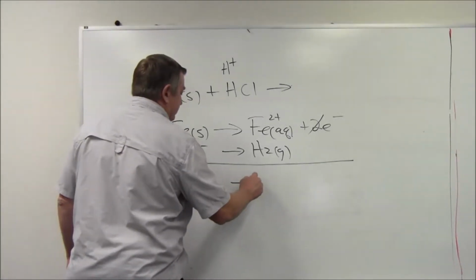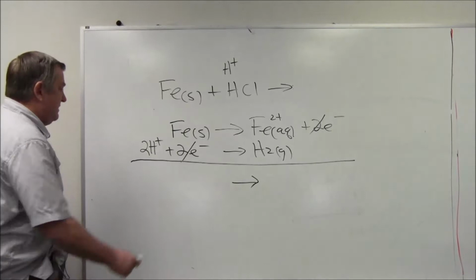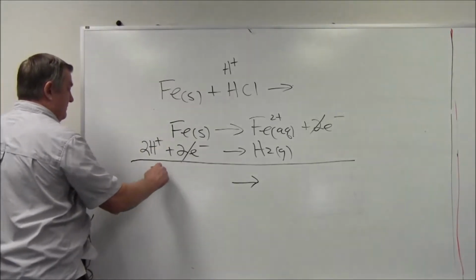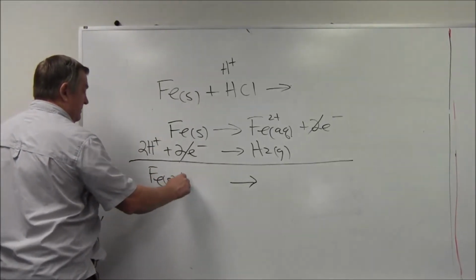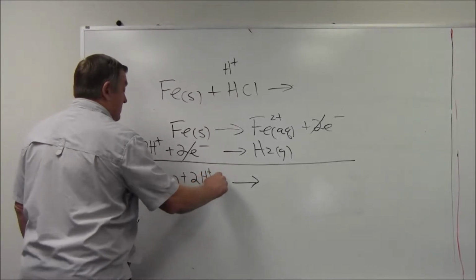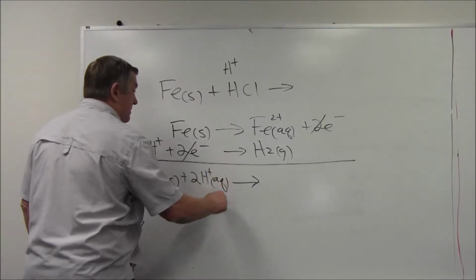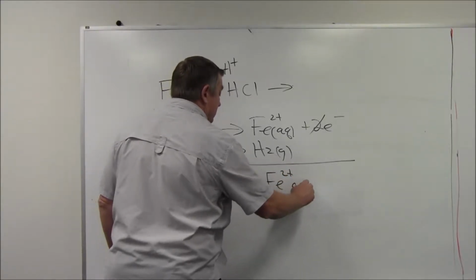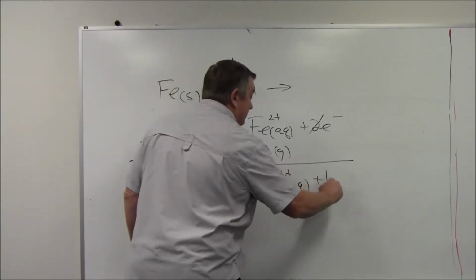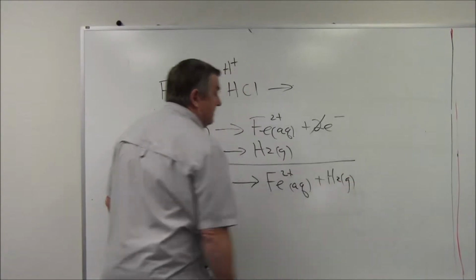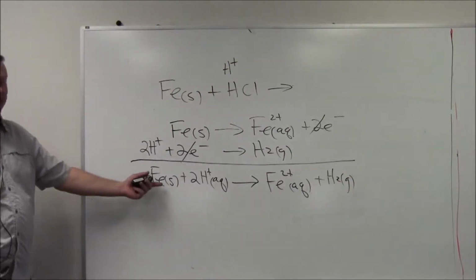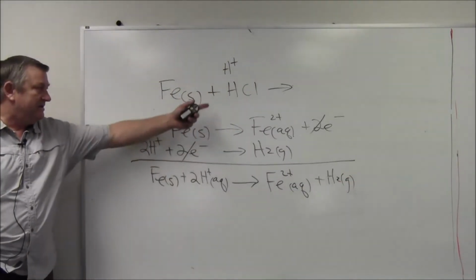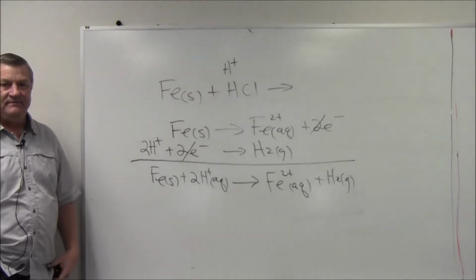We'll put our arrow to separate the reactants from the products. We'll bring everything else down. Iron solid plus 2H plus goes to iron 2 plus hydrogen gas. And we get the net ionic equation because the chloride's a spectator.